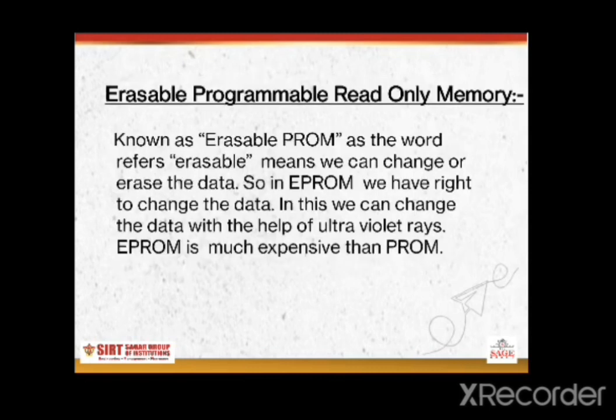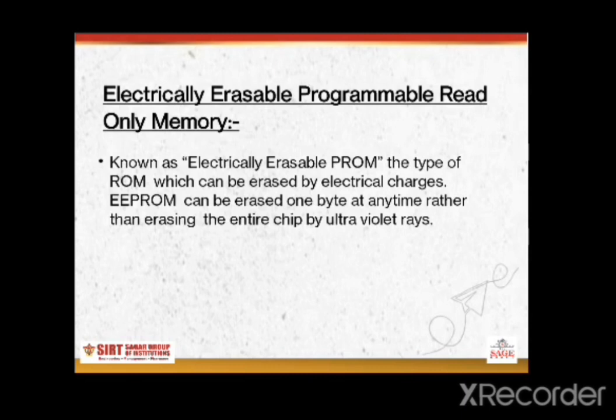Now the last category of read-only memory is electrically erasable programmable read-only memory. If we store data and at a later time we want to remove it, we can use an electric signal to remove the data. No special tools are required to erase the data. In the EPROM we have to use ultraviolet rays to remove the data, but here we don't have to use any type of tool. By using electric signals we can remove the data that was written before. Okay, so these are the types of ROM.